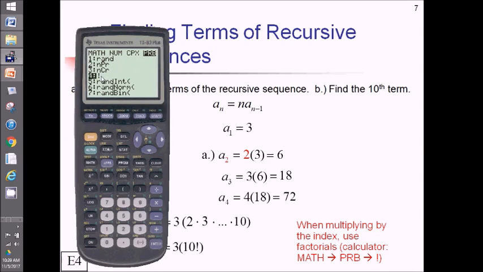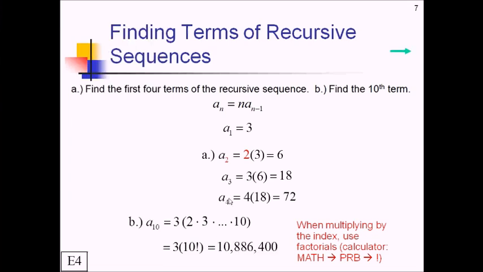So go down to that, press enter, and this is now multiplying 3 by 1 times 2 times 3 times 4, all the numbers up to 10. And enter. Gives us a very large number. That's 10,886,400. So this gets used a whole lot in probability, especially when you're dealing with permutations and combinations, but it's also useful here.